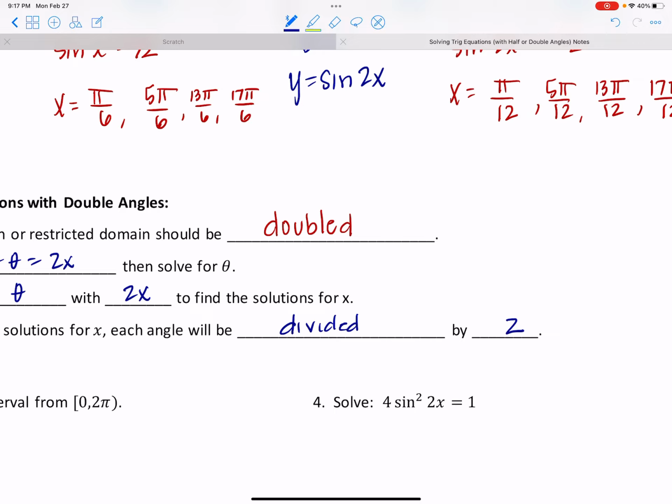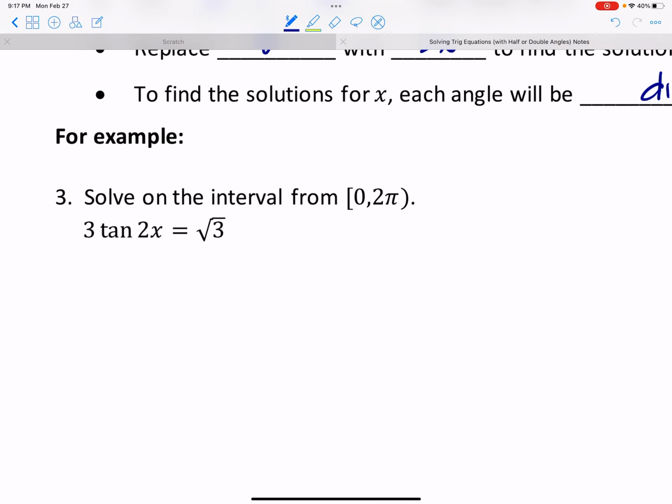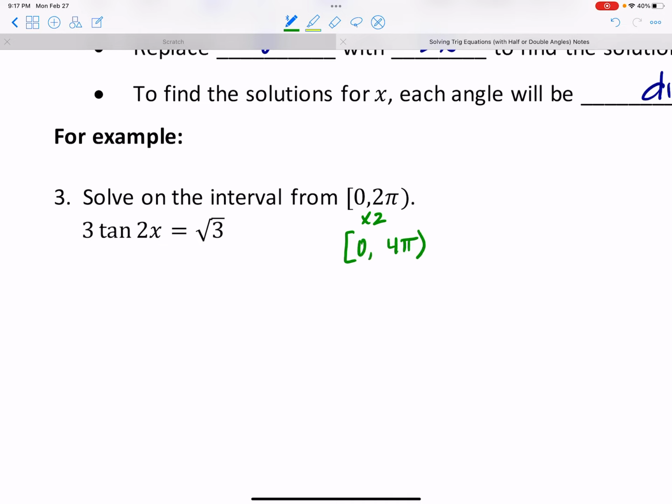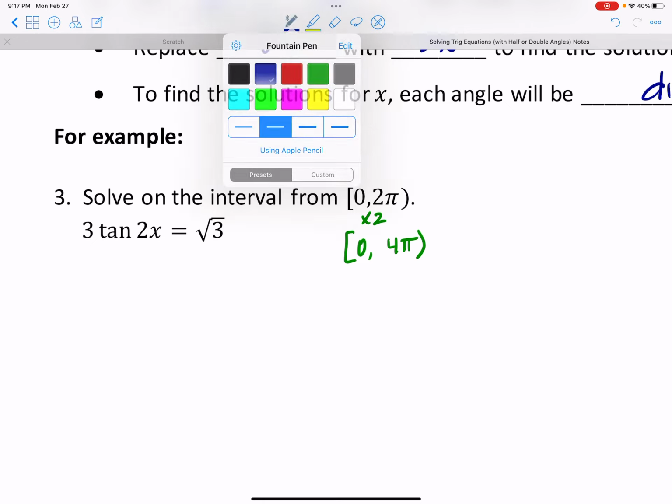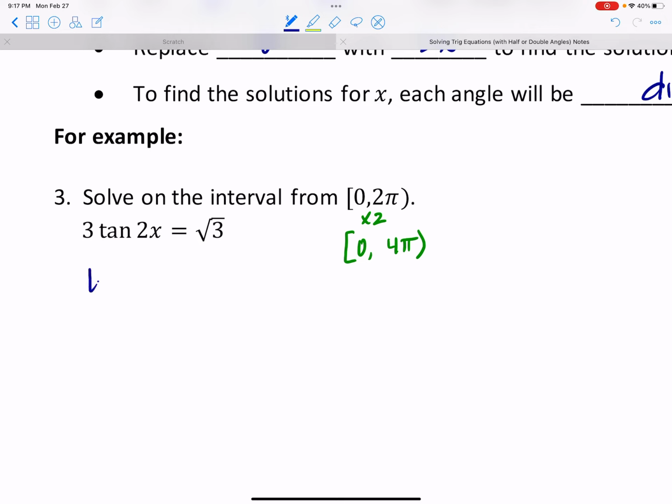All right, so let's try it. Over the interval from 0 to 2 pi, that's normally what we're doing, but here it's a double angle, so I want to double my domain. So I'm actually going to be looking from 0 to 4 pi. I have to lap around 2 times to get the double. Okay? So when I go to solve this, again, I'm going to replace that double angle because it's looking a little strange. I'm going to let theta equal that double angle.